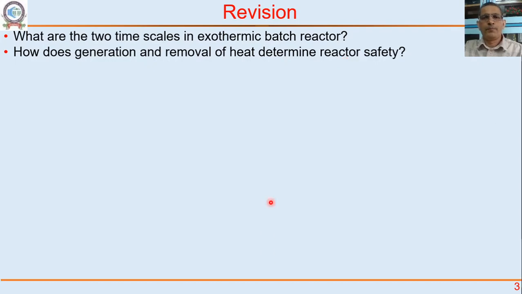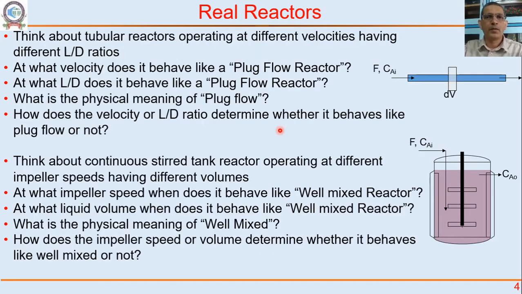Okay, so let's go forward in terms of this lecture. First of all, think about tubular reactors operating at different velocities, having different L by D ratios. Remember, in the second lecture, we designed plug flow reactors where we had, let's say, 2-inch diameter pipeline. In one case, it was kilometer long length. In one case, it was 1 meter, 2 meters of that order, or few meters of length.